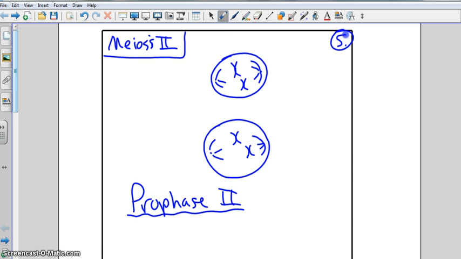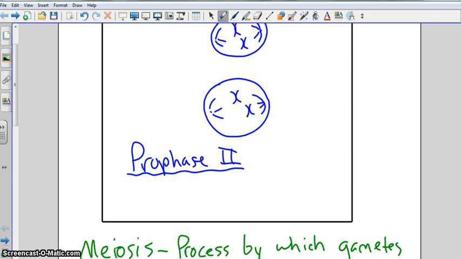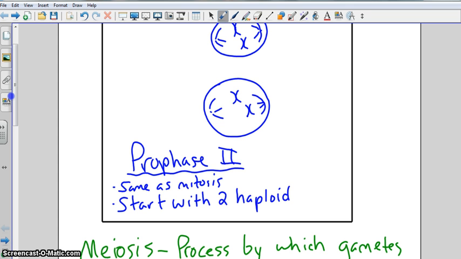So we can say that it's same as mitosis. The only difference is we're starting with 2 haploid cells instead of 1 diploid. Now, do we need to replicate DNA? No, because look, we've already got 2 sets of DNA. DNA is already replicated.